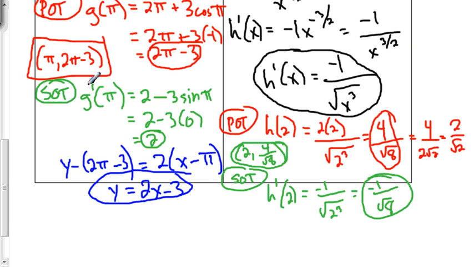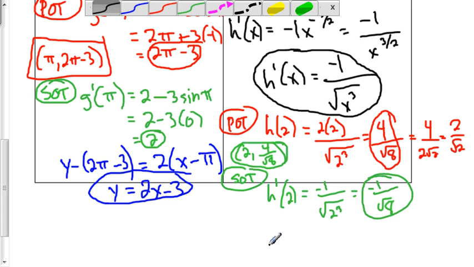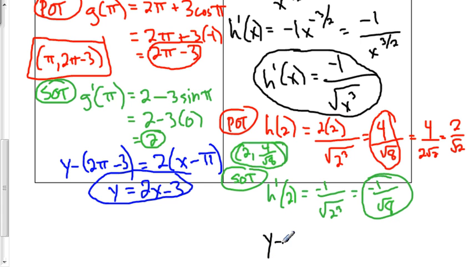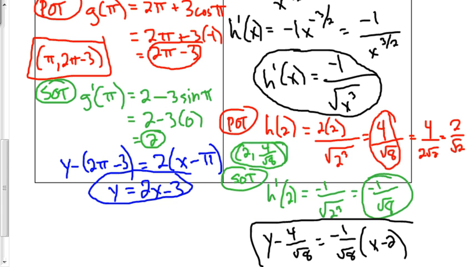All right, and here's what we get. We're just going to leave them in these unsimplified versions. So the point of tangency is 2 and 4 over square root of 8, and the slope of the tangent is -1 over square root of 8. So for our equation of a line, y minus y1, so that's y minus 4 over square root of 8 equals the slope, -1 over square root of 8, times x minus 2. And for what we're doing right now, that's all we need to get to.